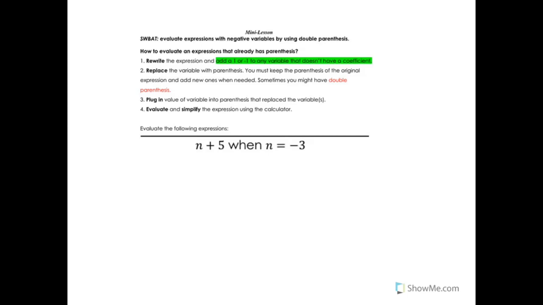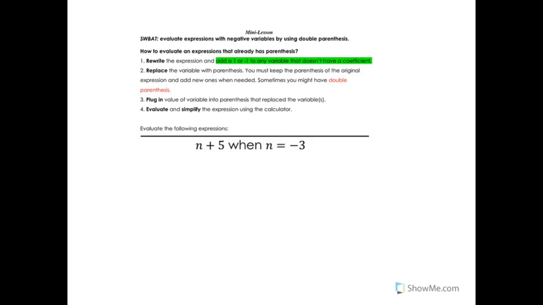Today's objective is to be able to evaluate expressions with negative variables and continue to use our double parentheses. In the previous lessons, we've inputted values into our expressions, which have all been positive numbers. In today's lesson, we will now practice replacing the variable with negative numbers instead.